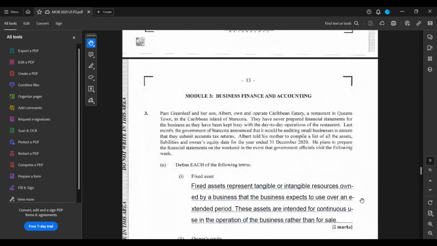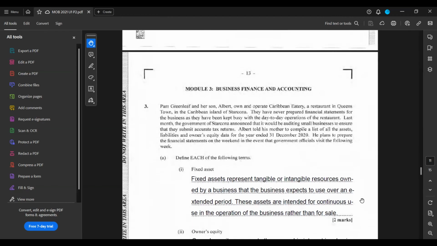Fixed asset. Fixed assets represent tangible or intangible resources owned by a business that the business expects to use over an extended period. These assets are intended for continuous use in the operation of the business rather than for sale.